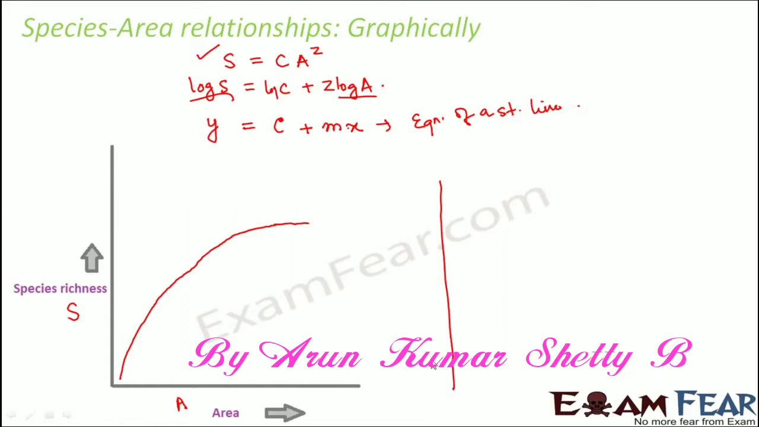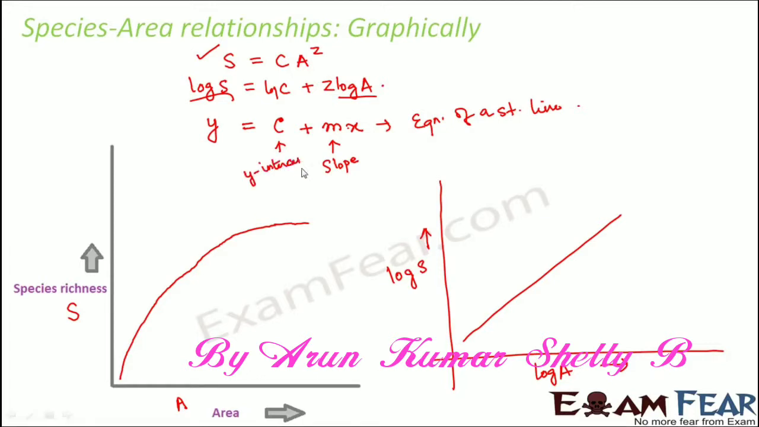So let us try to do that. Let us suppose we plot the graph between log S on the y-axis and log A on the x-axis. What kind of a plot will we get? We will get a straight line. Now in the general equation of a straight line, what is m and what is c? m is nothing but the slope of the line, and c is nothing but the y-intercept.